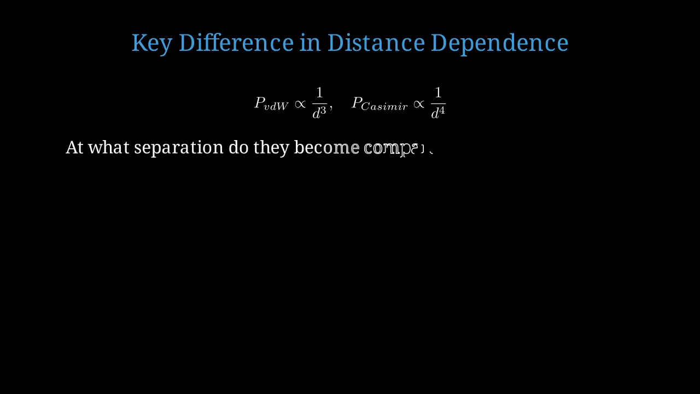At what separation do they become comparable? We need to set the two pressures equal and solve for d. This gives us a crossover distance. Setting a Hamaker over 6 pi d cubed equal to pi squared h bar c over 240d to the fourth and solving for d, the crossover distance is pi cubed h bar c over 40 a Hamaker. Plugging in typical values, this is around 10 to 20 nanometers.